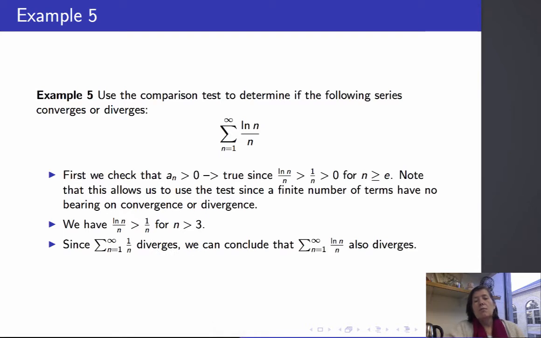So the sum from 3 to infinity of 1 over n diverges, and therefore the sum from 3 to infinity of the natural log of n over n diverges. And now, since the first few terms don't really influence whether a series converges or diverges, we can say that the sum from 1 to infinity of the natural log of n over n also diverges.